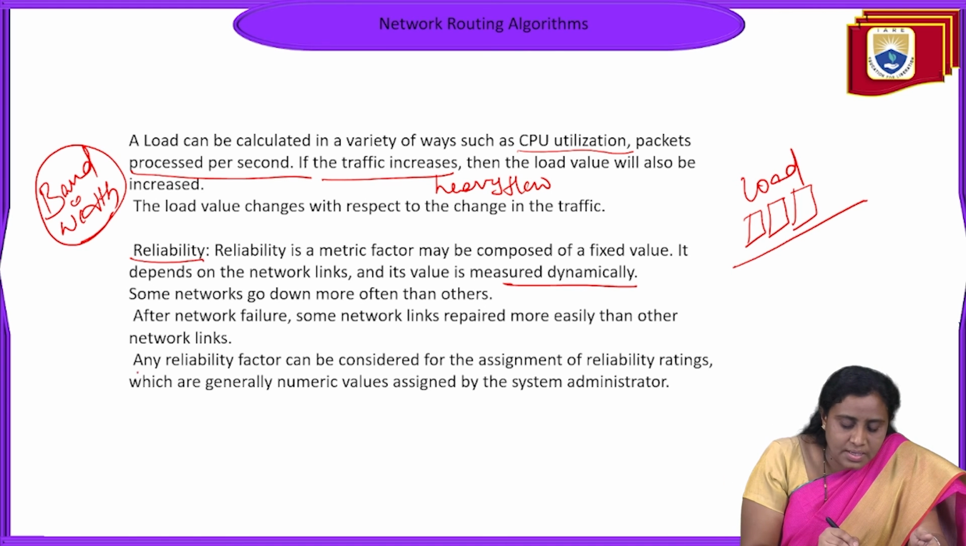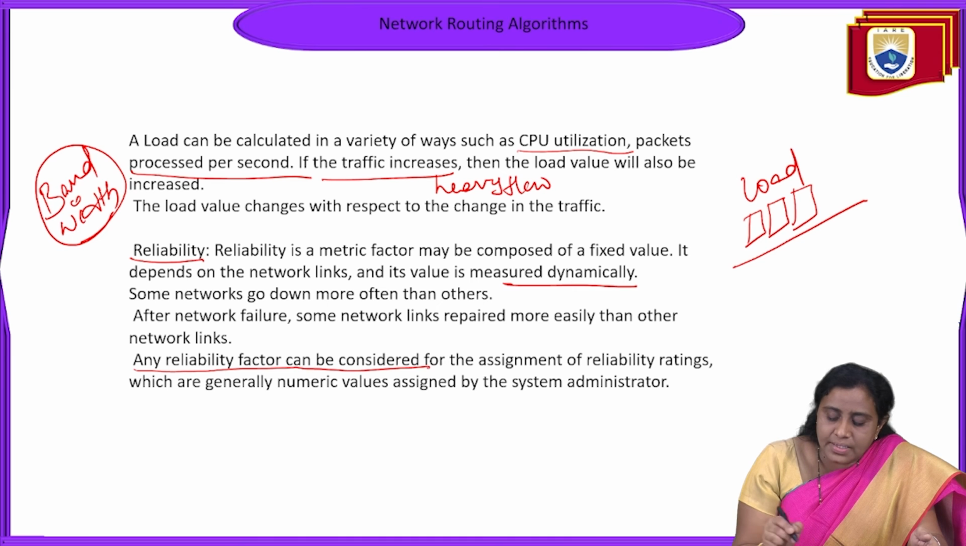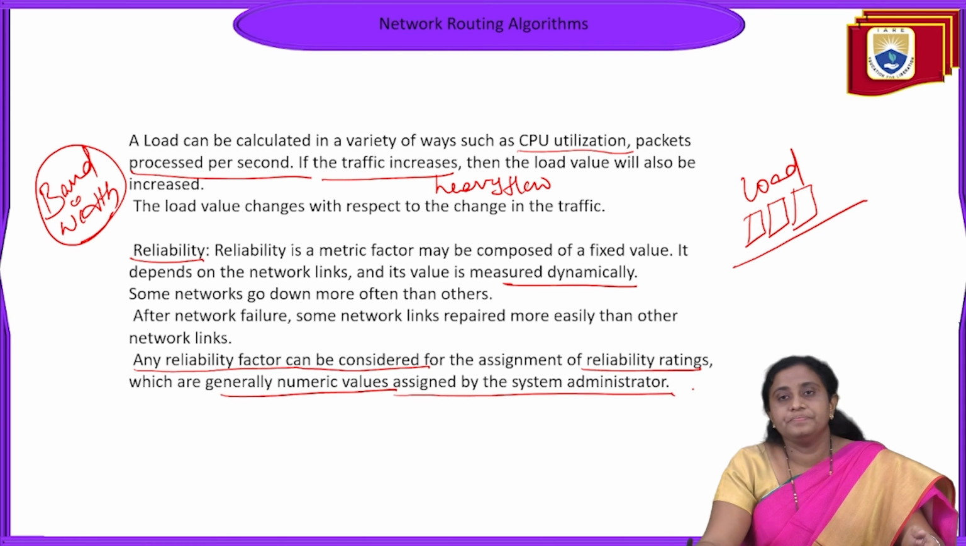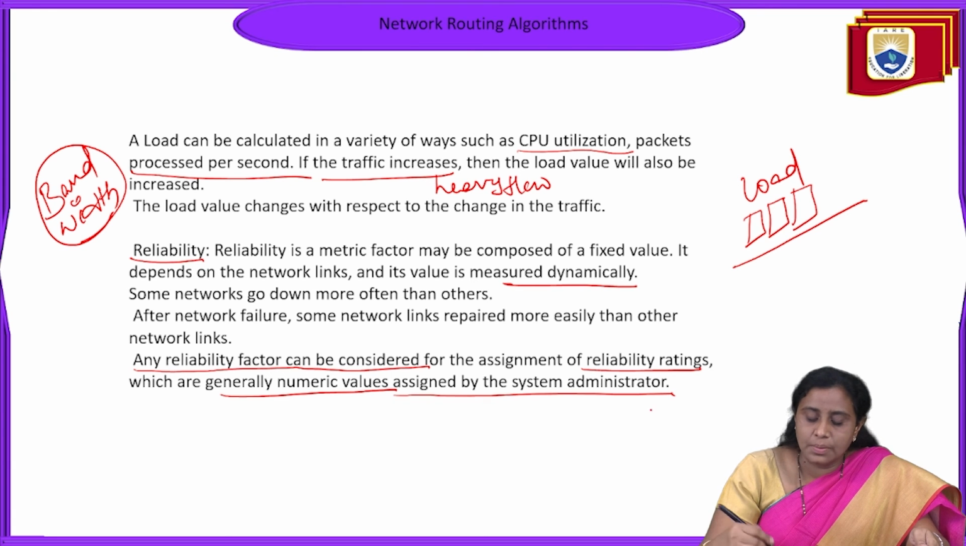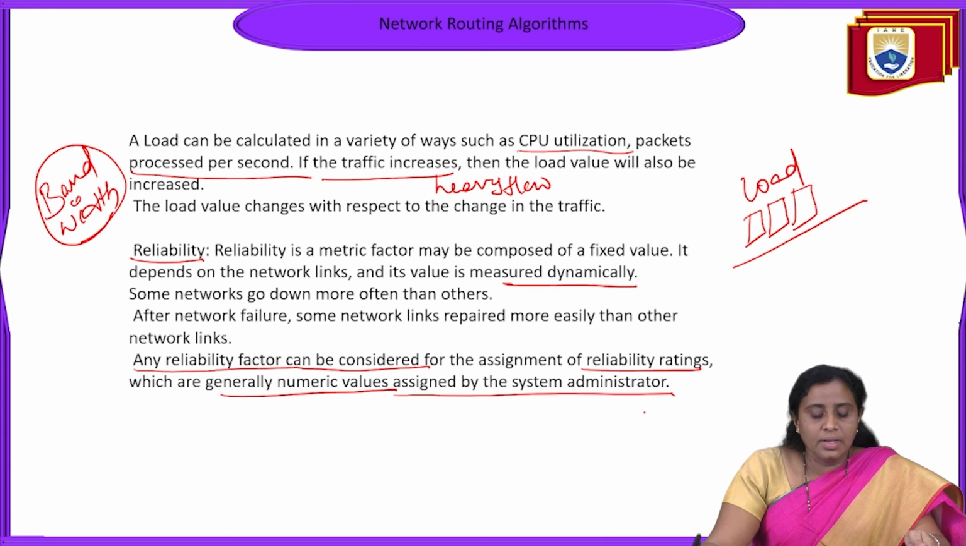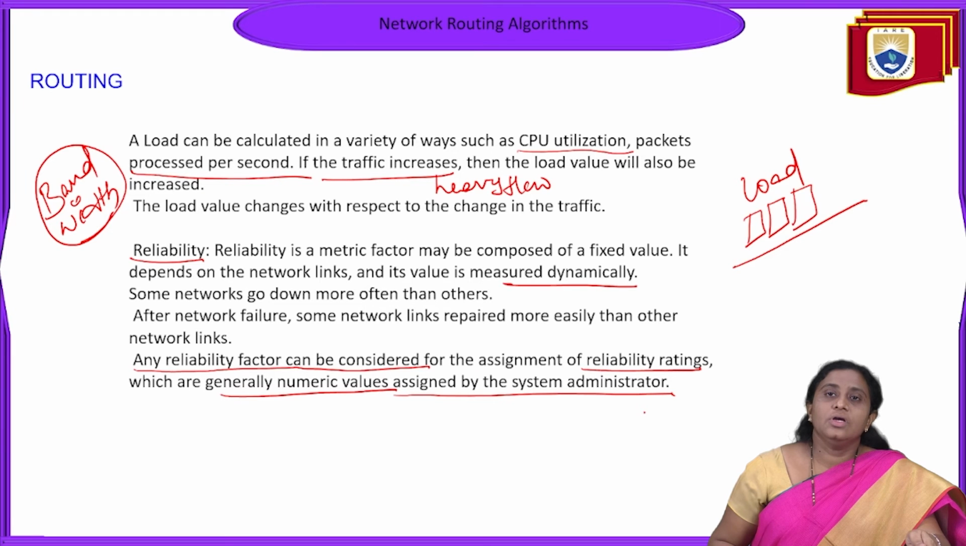So coming to the second point, the reliability factor can be considered for assignment based on reliability ratings and generally numeric values assigned by the system administrator. The reliability factor is based on two types of metrics: the reliability rating as well as numerical values assigned by the system administrator. These are the metrics or factors which influence sending data packets from one network layer to another network layer.